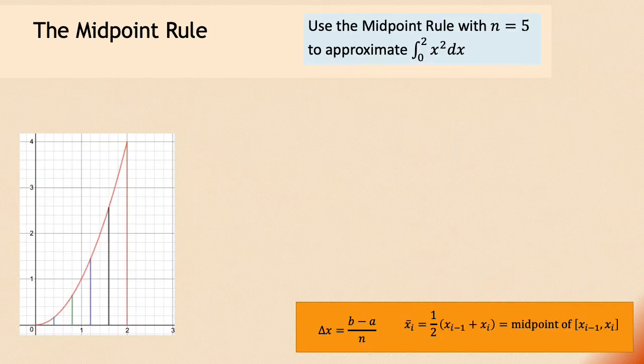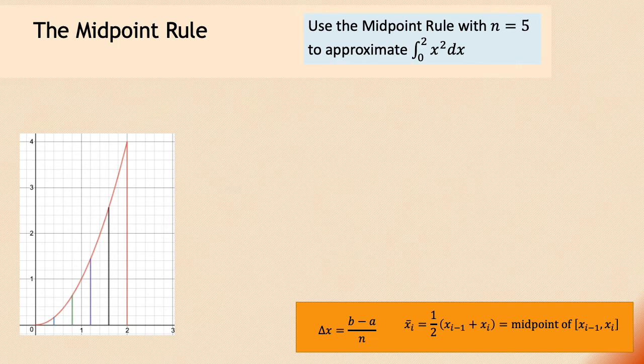So let's put that into play here. We want to use the midpoint rule, and now we're given a specific n equal to 5. So we have this curve x squared, and I've drawn the graph there for you, and it's a good idea when you have some of these, if there isn't a graph given, just to go graph it in Desmos or whatever you use. So n is equal to 5.